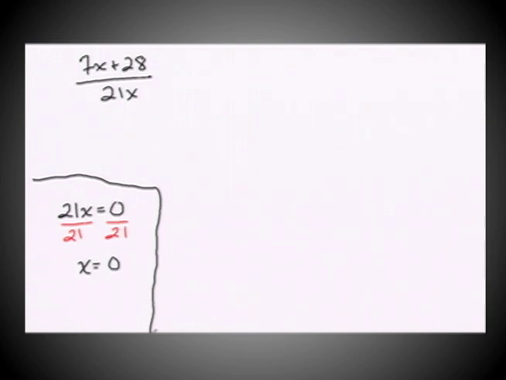But let's go ahead and proceed with simplifying this rational expression by going through the two steps that we just talked about. The first step is to factor the numerator and the denominator completely. Looking at the numerator, we see that we have a GCF of 7. There is a 7 in both 7x and 28, and when we divide that GCF out of both terms, we're left with x plus 4.